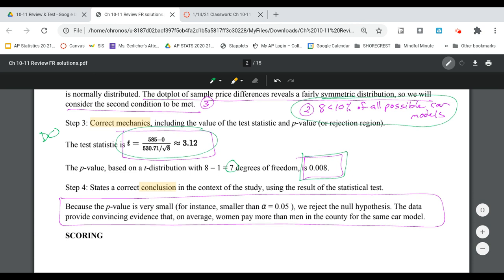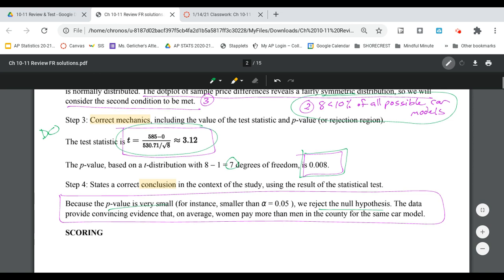So then you need the conclusion. P is very small, so we reject the null. We have convincing evidence that women pay more than men. Okay.